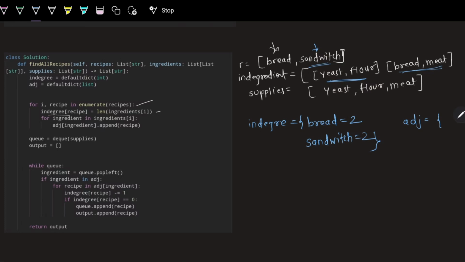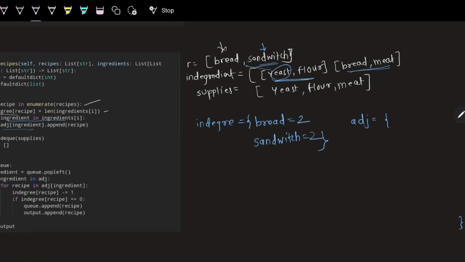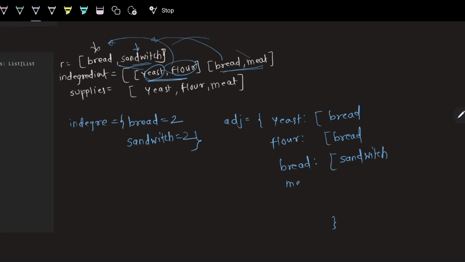So now this is my in degree looking like this. Correct? And at the same time, for each ingredient in the ingredients, I'm putting adjacency of ingredient equal to append recipe. It means that from this yeast I can go to the bread, from this flour I can go to the bread, from bread I can go to the sandwich, from meat I can go to the sandwich. This is what I'm putting over here. So from yeast I can go to the bread, from flour I can go to the bread, from bread I can go to the sandwich, and from meat I can go to the sandwich.